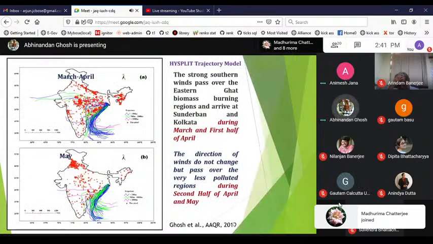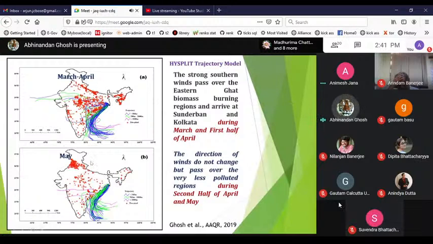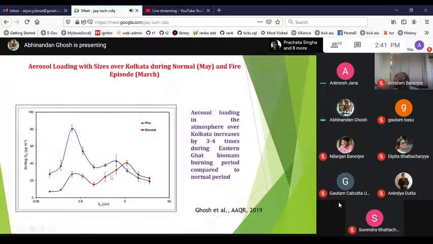And these are the air mass back trajectory models over Kolkata for early summer and late summer. The only difference you can see is that during early summer, there are more active fire spots compared to late summer, and the fine mode concentration of aerosol during the fire episode is almost 3 to 4 times higher compared to the other season. And not only the concentration, if you look very closely, the size distribution pattern was coarse mode dominant in the normal episode, and it changed to fine mode dominance in the fire episode.